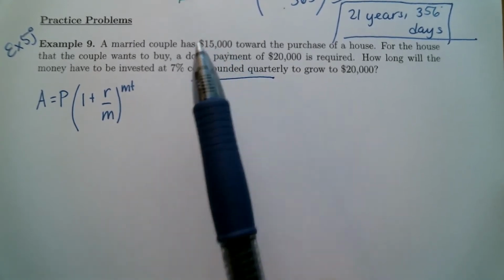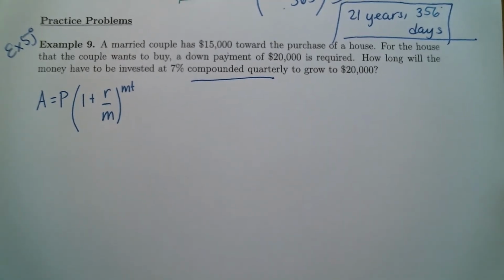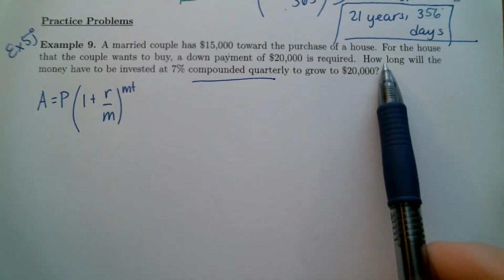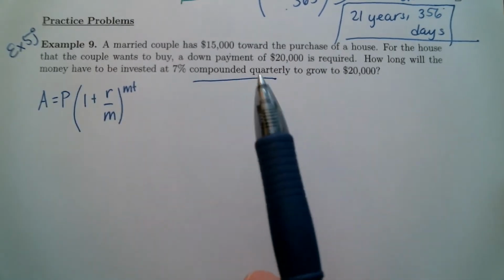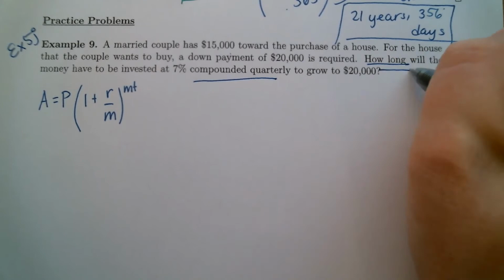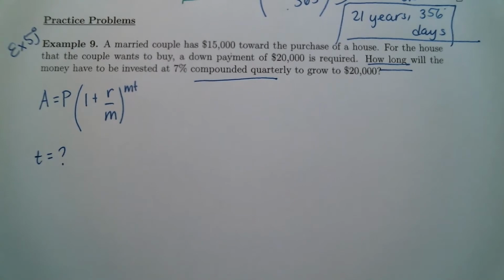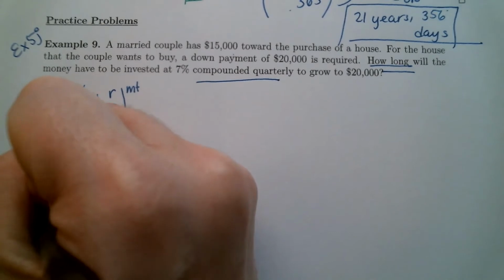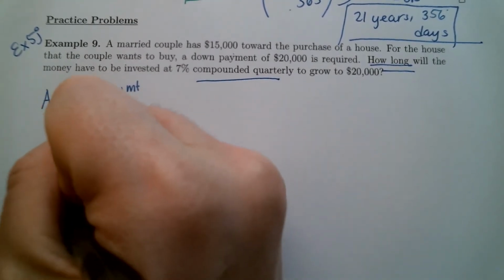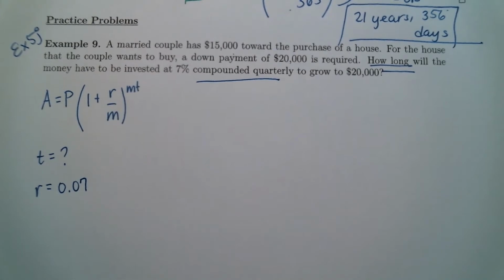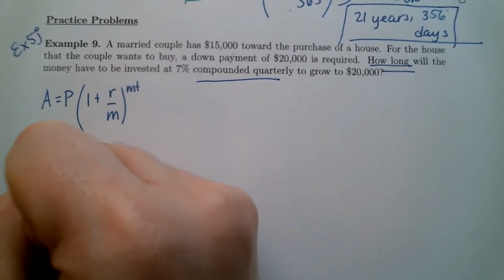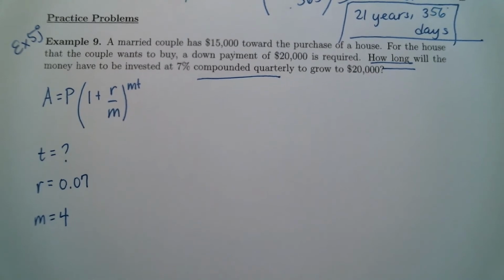Okay, all right, so let's go ahead and figure out what we're solving for and give the value for all the other variables. Okay, so if we read the question, it says, how long will the money have to be invested? Okay, how long? So this is going to be another problem where we're solving for time. Okay, so just want to give you as many examples of solving for time as I can. Okay, so let's see, what else do we know? We know that the interest rate here is 7%, so that's going to be 0.07. The interest is going to be compounded quarterly, so that means 4 times a year, so M is 4.